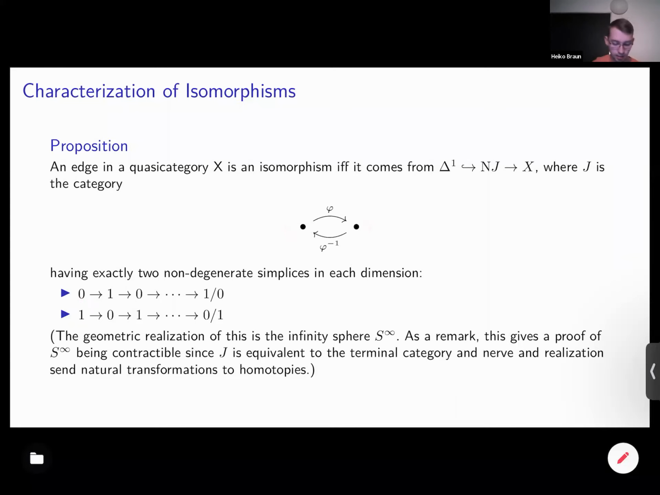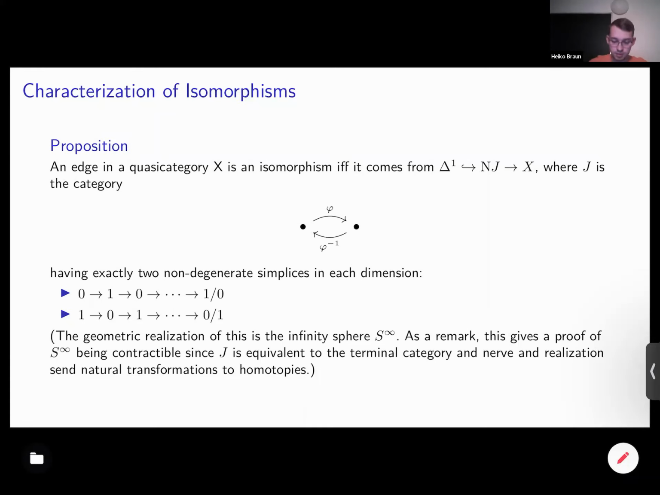Okay, and now, this is a side remark, not totally related to this, but I think it's interesting to know that the geometric realization of the nerve of the J category is the infinity sphere. And this also gives a proof that the infinity sphere is contractible, because J itself is equivalent to the terminal category. And nerve and realization both preserve natural transformations, essentially turning them into homotopies.